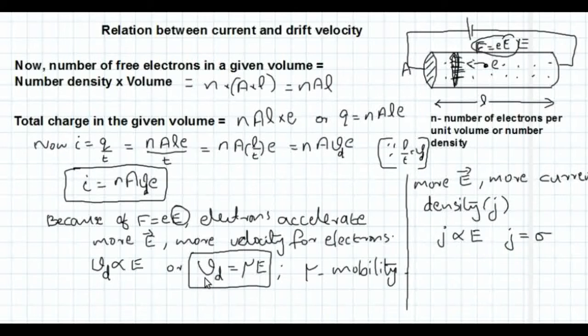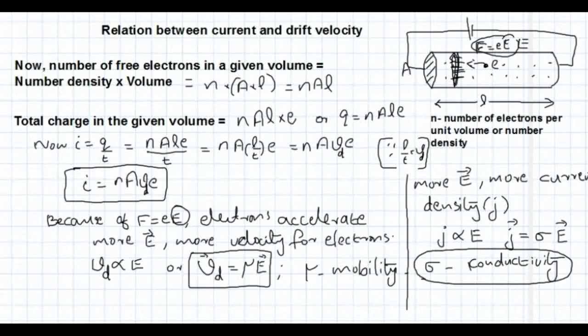Therefore similar to this equation, we can write J is equal to a constant into E, that is J is equal to sigma E, where both J and E are vectors. Here also the drift velocity and electric field are vectors. Now what is sigma? Here sigma represents the conductivity. Similar to mu, where mu is the mobility, here sigma is the conductivity of the conductor.